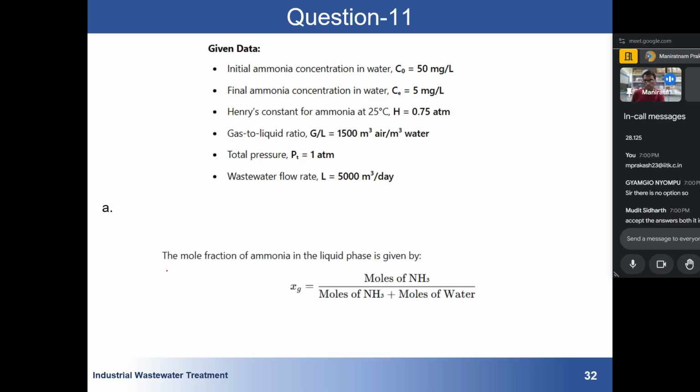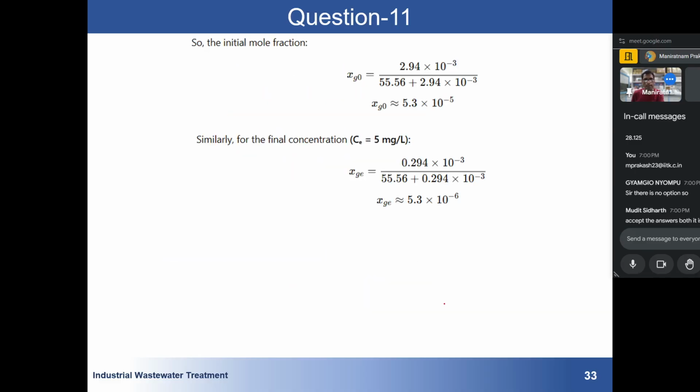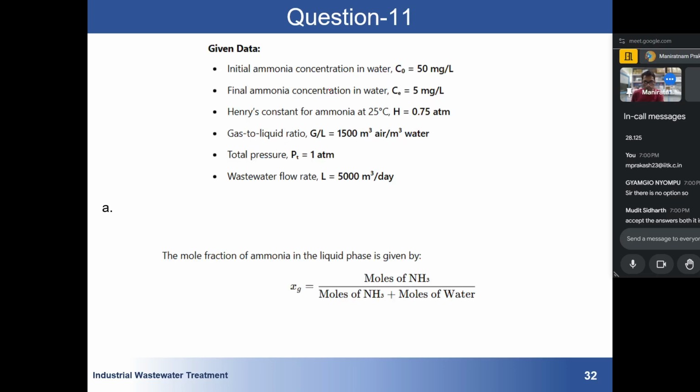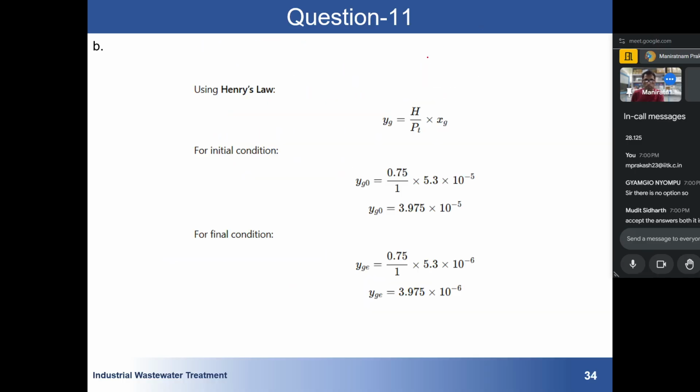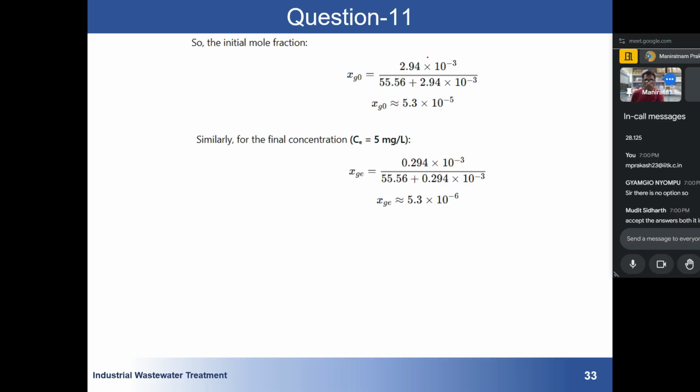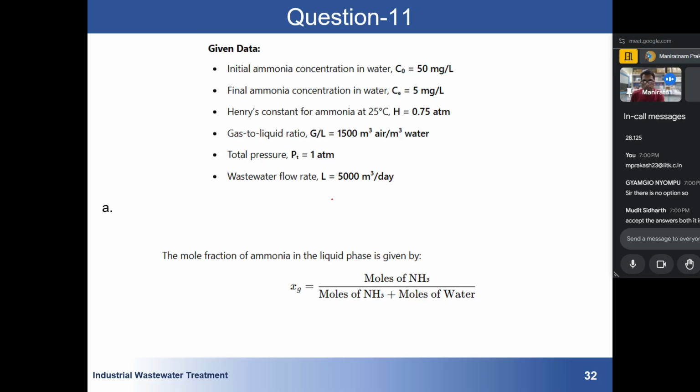The first question is to find the mole fraction initially and finally, before treatment and after treatment. The mole fraction will be given by moles of ammonia divided by moles of ammonia plus moles of water. I think one slide has been missed here.